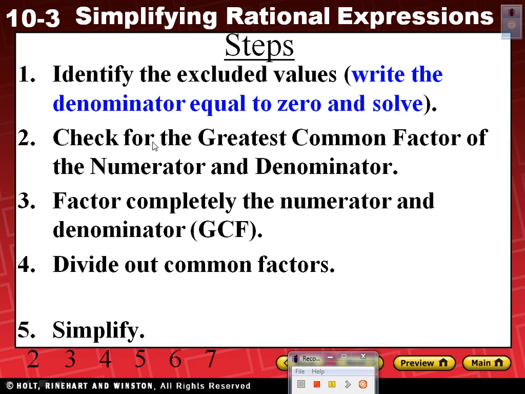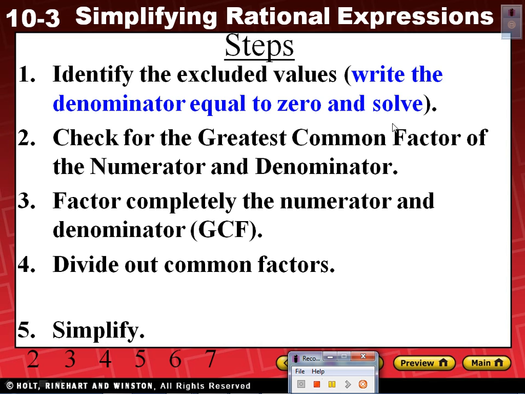Step 2, check for the greatest common factor of the numerator and denominator, which is pretty much what we did on the warm-up, remember? And number 3, factor completely the numerator and denominator. And once again, don't forget about your BFF, which is the TCF. And number 4, divide out common factors, and at the end, simplify. Write that down, please.